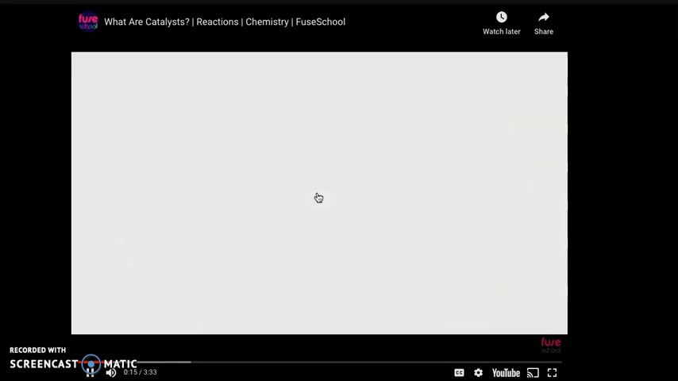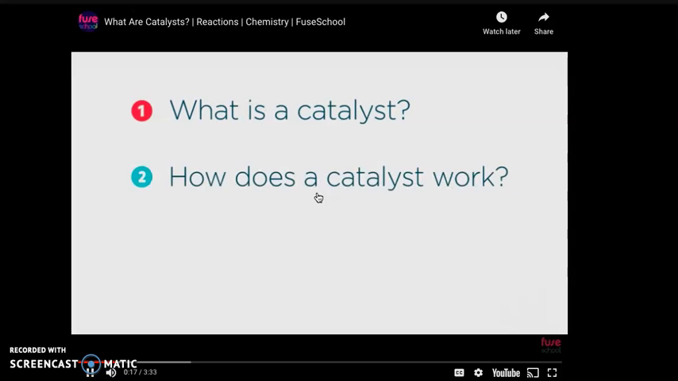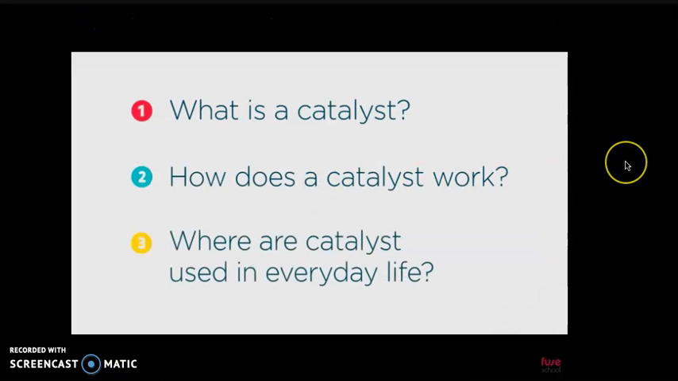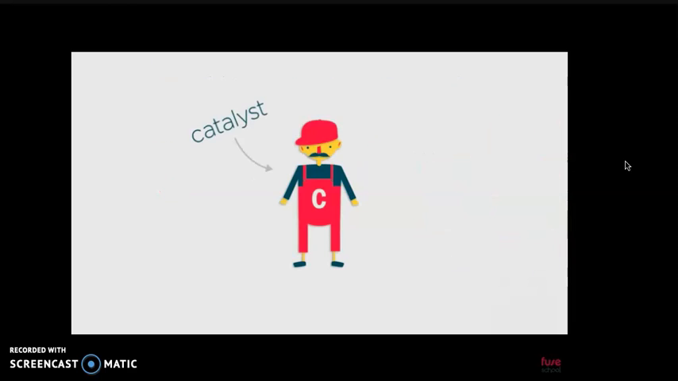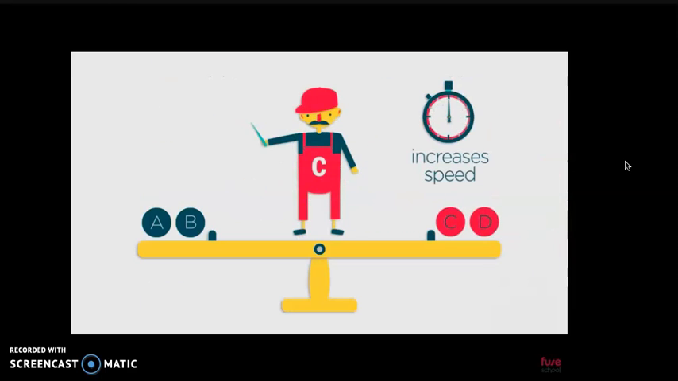In this video, you're going to learn what a catalyst is, how a catalyst works, and where catalysts are used in everyday life. Firstly, what is a catalyst? A catalyst is something which speeds up a chemical reaction, but at the end of the reaction has the same mass as it had at the beginning of the reaction. This means that it is not used up in the reaction. It must, however, take part in the reaction, or we might as well not have it there at all.